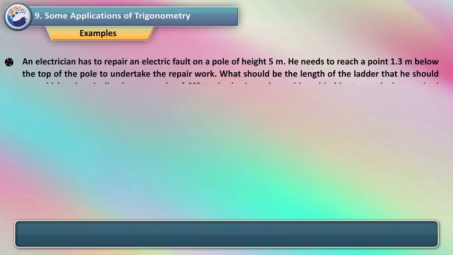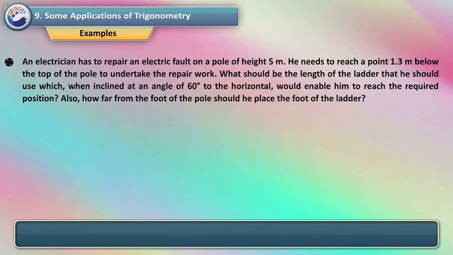Example 2. An electrician has to repair an electric fault on a pole of height 5 meters. He needs to reach a point 1.3 meters below the top of the pole to undertake the repair work. What should be the length of the ladder that he should use, which, when inclined at an angle of 60 degrees to the horizontal, would enable him to reach the required position? Also, how far from the foot of the pole should he place the foot of the ladder?